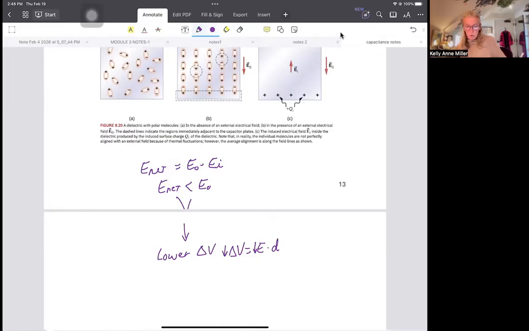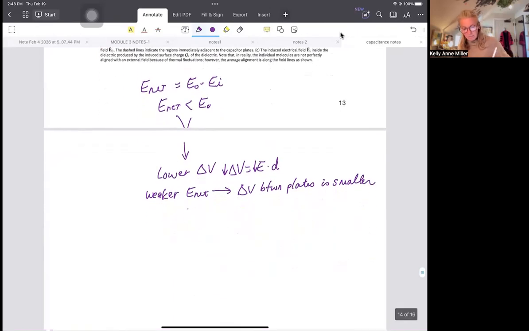Okay. So a weaker E field means that the potential difference between the plates is smaller. And that produces a higher capacitance, because capacitance is just Q divided by delta V. So if delta V is going down, then capacitance has to be going up.